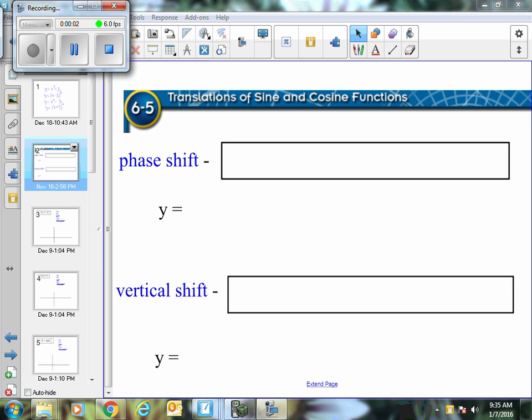All right, everybody. So we're going to be taking a look at our translations now. So translating means the slides, like the up, down, left, right. So we want to think about what normally happens when we do our transformations in a graph.